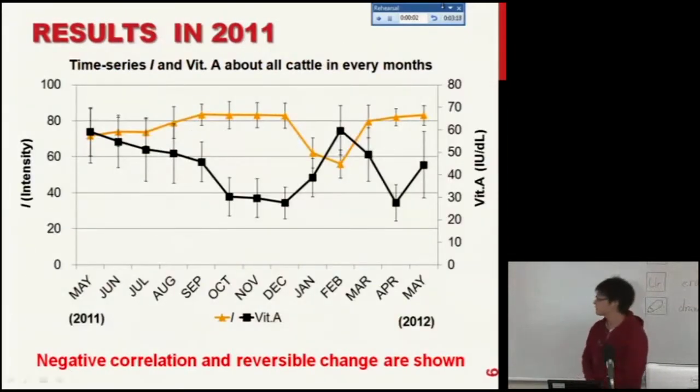And here is the result in 2011, last year. This graph shows the time series intensity of reflection and vitamin A level for all cattle in every month. As you can see, vitamin A level goes down. When vitamin A level goes down, intensity of the reflection becomes higher, and when vitamin A level goes up, intensity dropped. So this graph shows the negative correlation between intensity of the reflection and vitamin A level. And this graph also shows a reversible change.